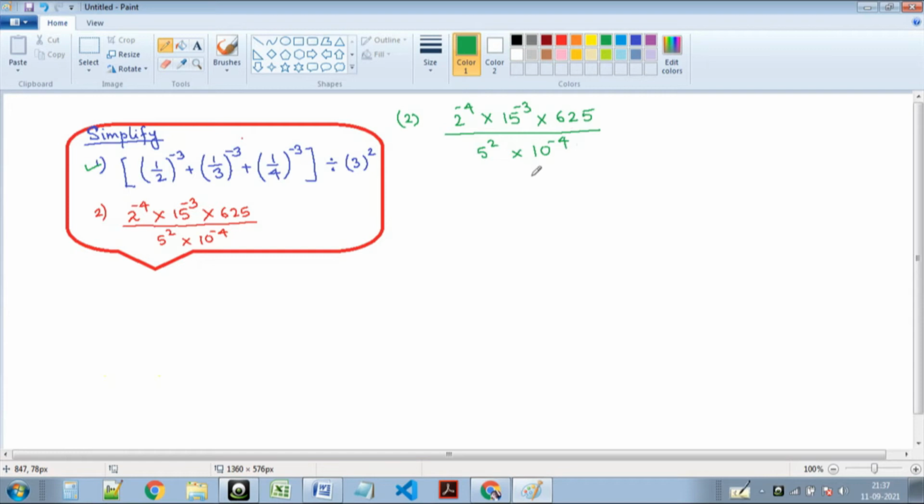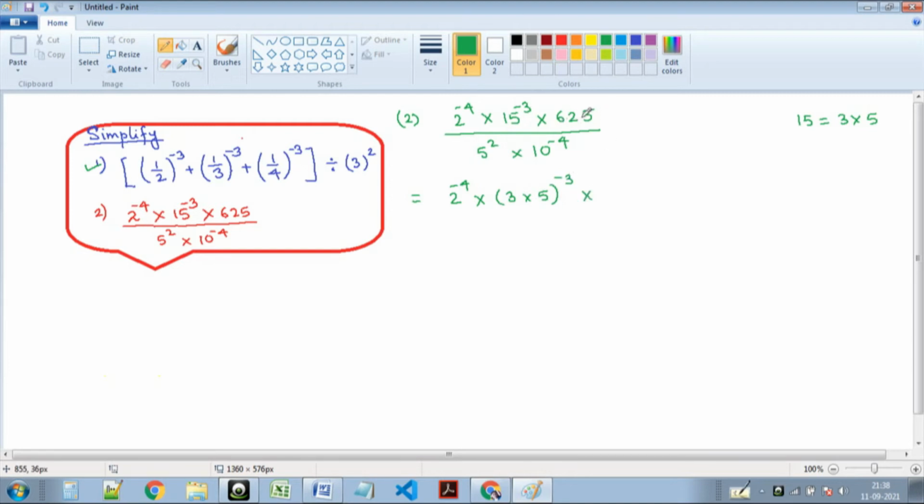First of all, my first step is to break the big numbers into smaller numbers so that further they cannot be factorized. What I mean to say is 2 to the power minus 4 cross, since we cannot factorize 2 further, 2 will remain as 2. But 15 can be written as 3 cross 5. So instead of 15, I am going to write 3 cross 5, and since 15's power is minus 3, we have to write both of them to the power minus 3.